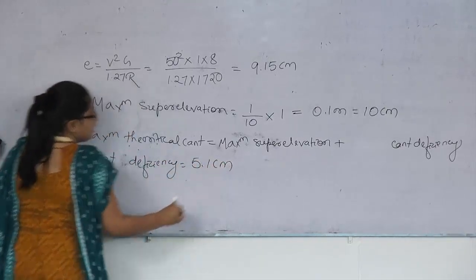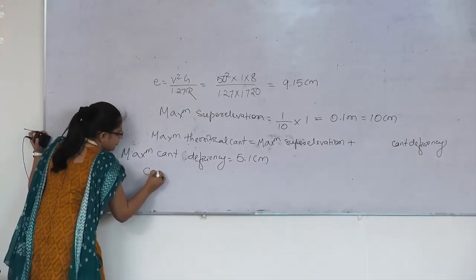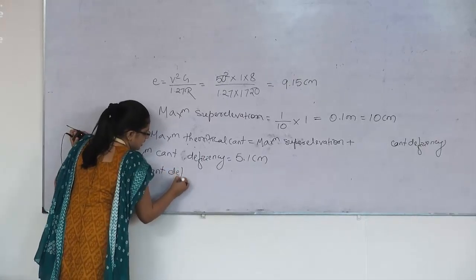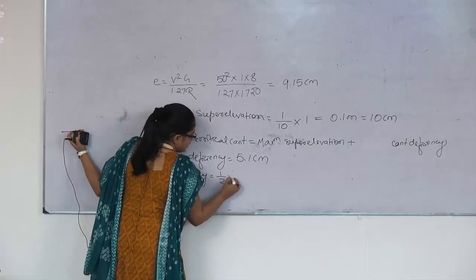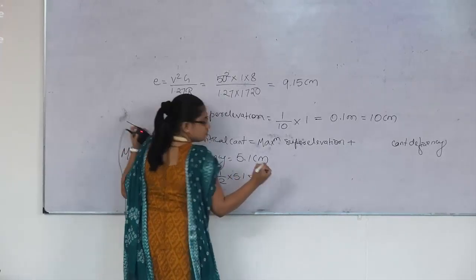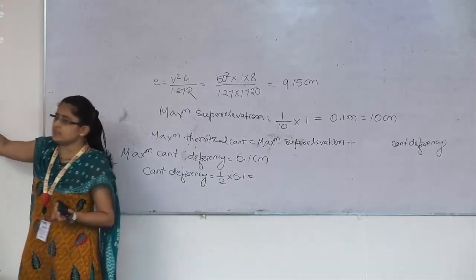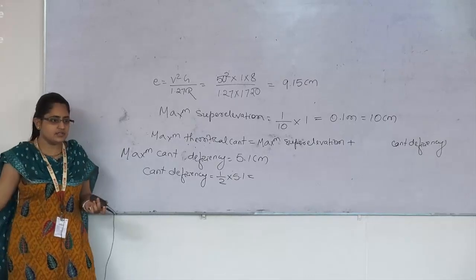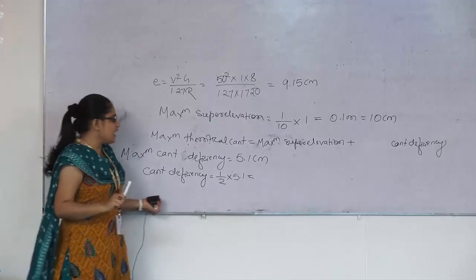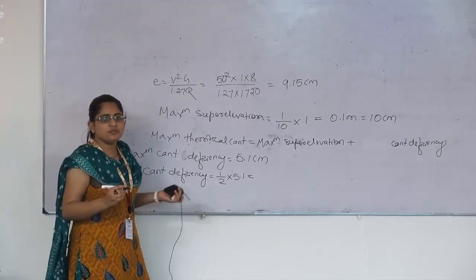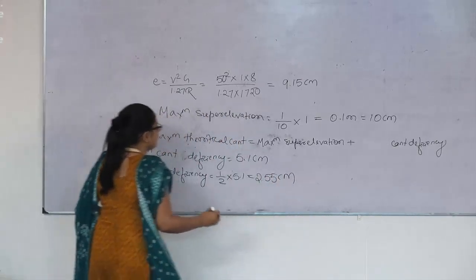5.1 cm. So what is given in the question? Cant deficiency is half of the maximum cant deficiency. So cant deficiency is how much? Half into 5.1. Our maximum cant deficiency is 5.1 for meter gauge, so half of 5.1 is how much? 2.55 cm.